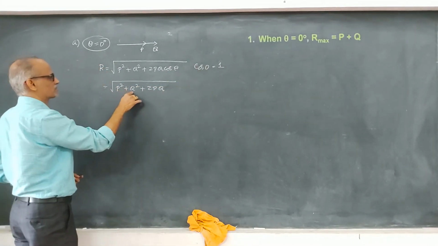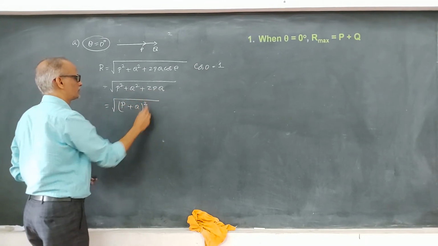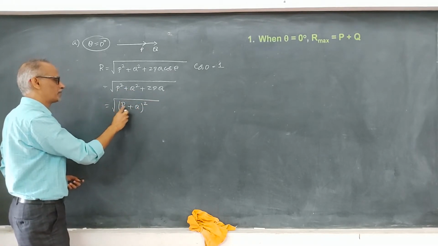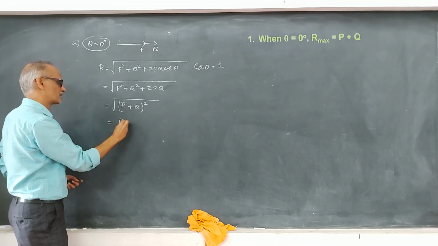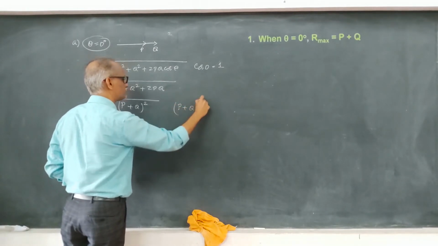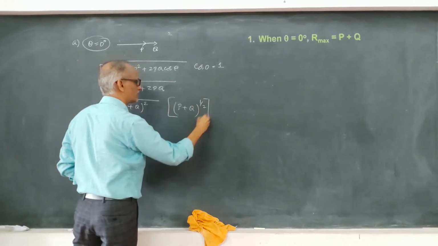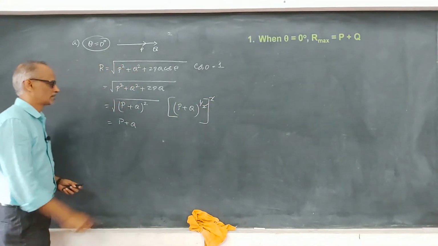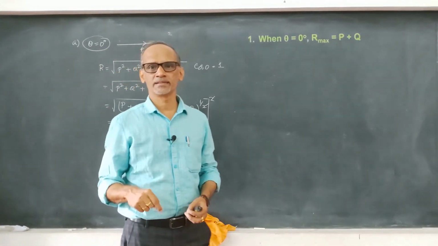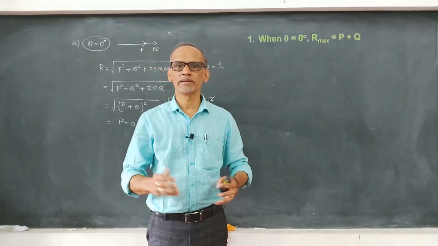What is this P square plus Q square plus 2PQ? This is of the format A plus B the whole square, correct? A square plus B square plus 2AB. So what is the square root of P plus Q, the whole square? It becomes only P plus Q, because square root means to the power half, right? That's to the power half, and again there is a square, so this will get cancelled. That's how you get P plus Q. So that is the reason why when theta is 0, directly you can write the resultant. Resultant is always P plus Q, only when theta is equal to 0, not for all the angles.